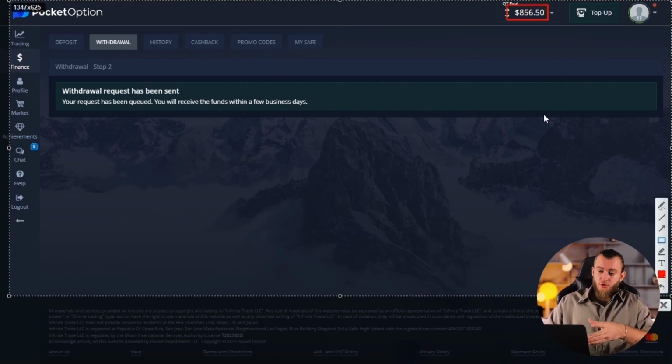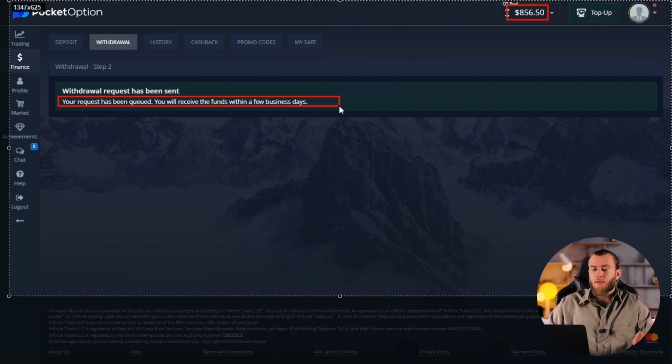My request is in the queue and will be processed within a few days, as the broker says, but only if the withdrawal amount is over $10,000. I will wait for about 10 minutes or so. Generally during this time the money is credited. I will show you what it looks like in a few minutes when all this has already happened.